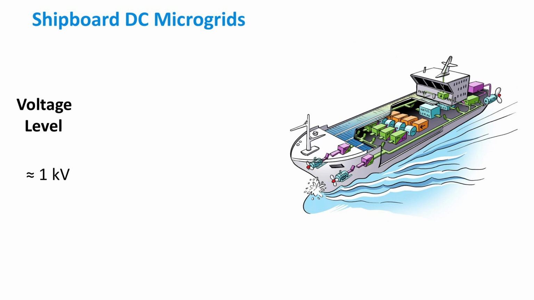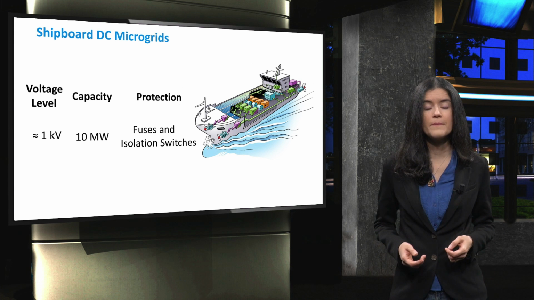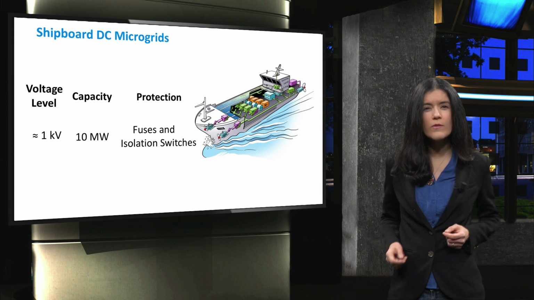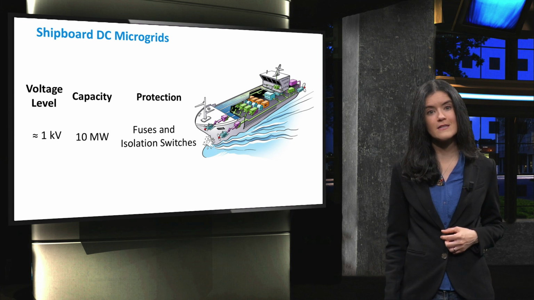The ship has an operating voltage level of around 1 kilovolt and a high-capacity power system in the order of 10 megawatts. The protection of the onboard grid is usually maintained through a controlled and coordinated use of fuses and isolation switches, as well as protective power electronic devices. The fault can be controlled and stopped within 10 to 20 milliseconds, which is notably faster than what is possible with traditional circuit breakers and protection relays.